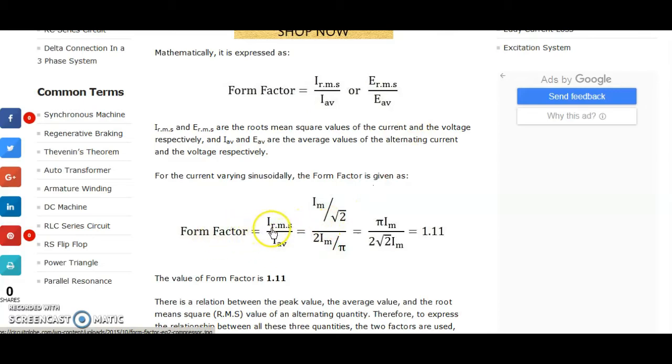Form factor is equal to I_RMS by I_average, and this you have to remember: the RMS value of any sinusoidal wave is always 1 by root 2 times the peak value. So I average is 2Im by π. What happens? Im gets cancelled, so the form factor is 1.11. So what I understood here is, I can write it equal to E_RMS by E_average. So E_RMS by E_average is equal to 1.11 as well, because this is what I'm going to link with the equation we are about to derive. E_RMS equals 1.11 times E_average.